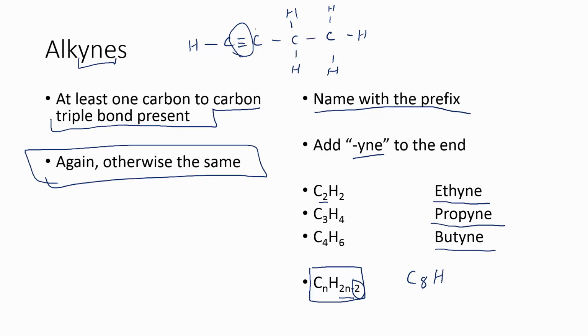So if we had C8 and this was octyne, so 8 carbons, then we would have 2 times 8, or 16 hydrogens minus 2, so 14. So C8H14 would be octyne, YNE.